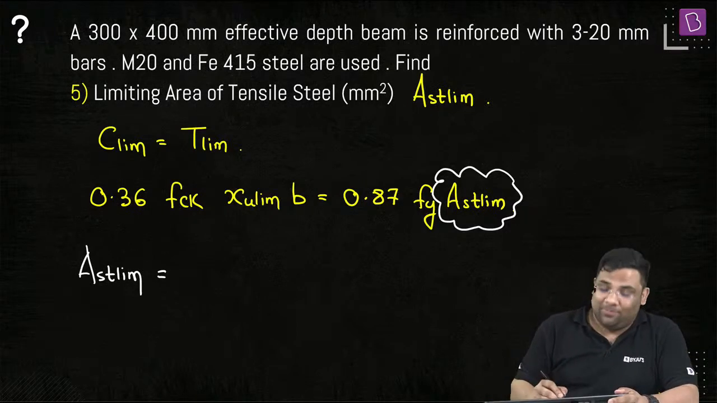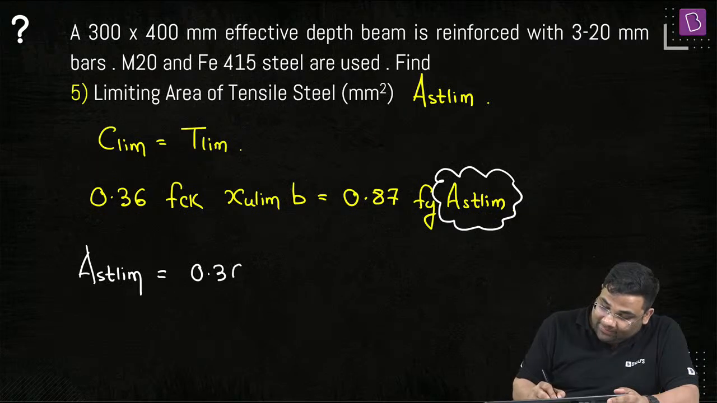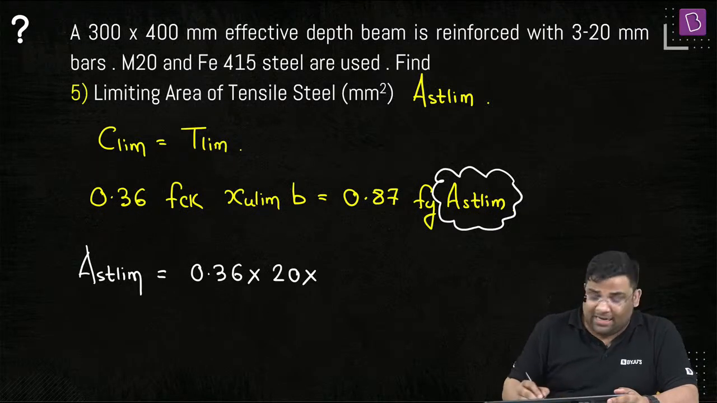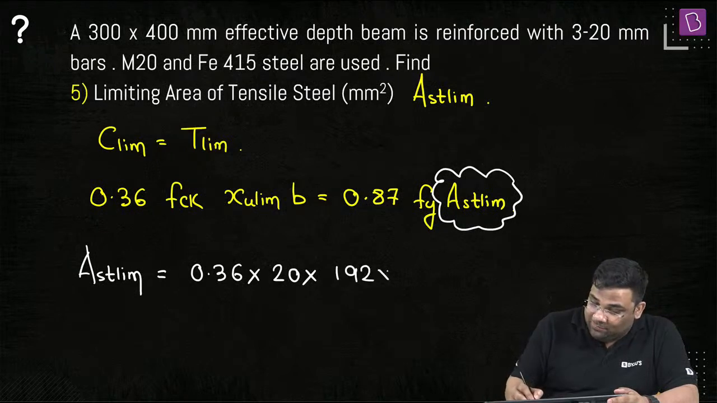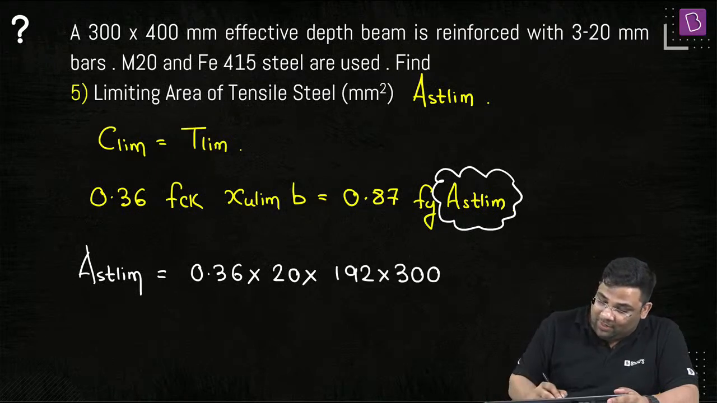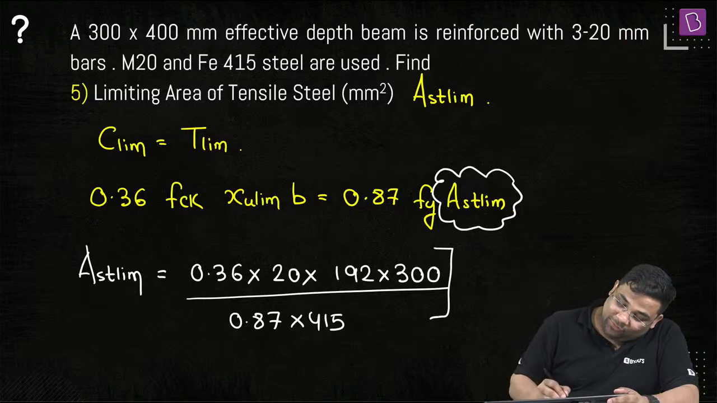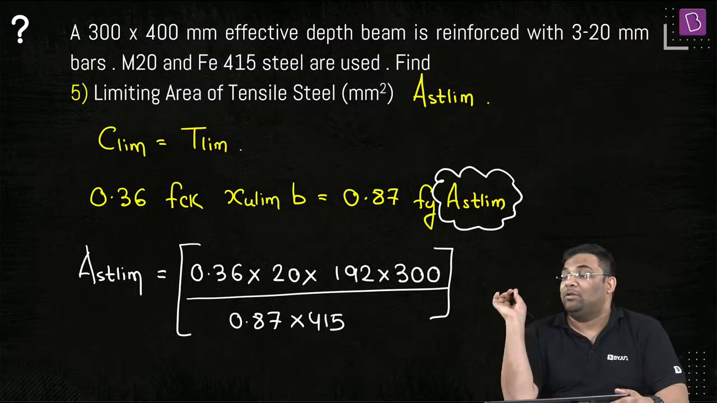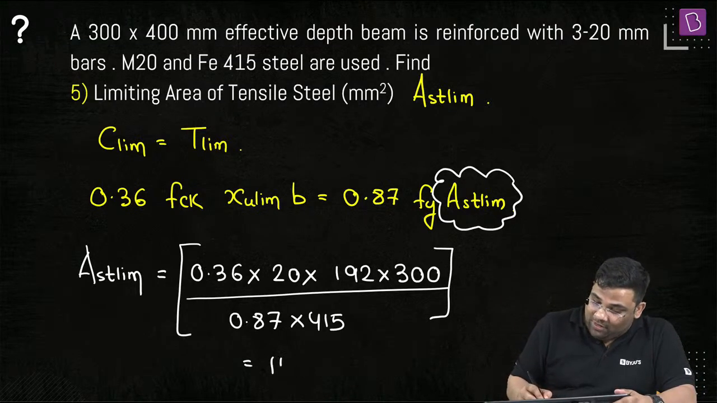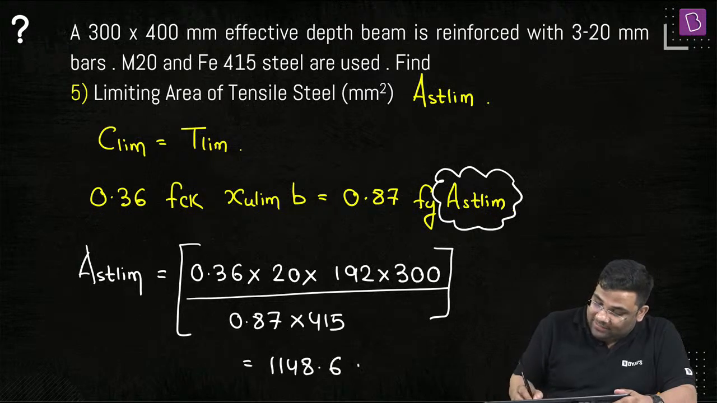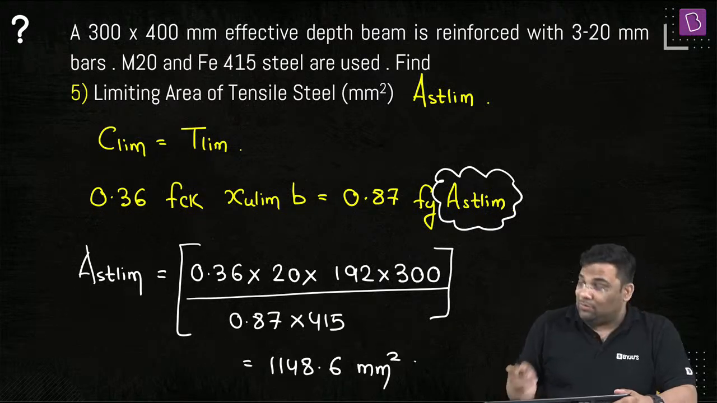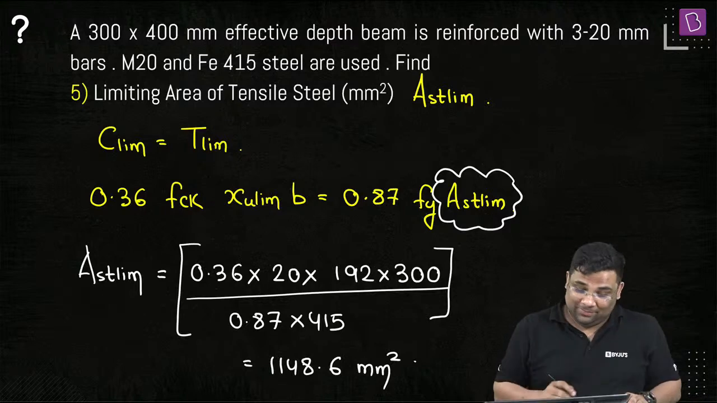So this AST limiting will be 0.36, FCK is 20, XU limiting we got is 192, and B is 300, divided by 0.87, FY is 415. You see, by the same formula, C is equal to T, I am able to find this by using some concepts. How much am I getting? 1148.6 mm square.